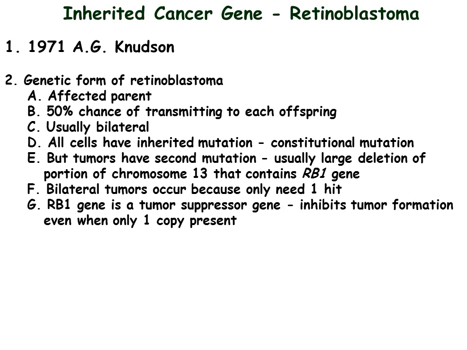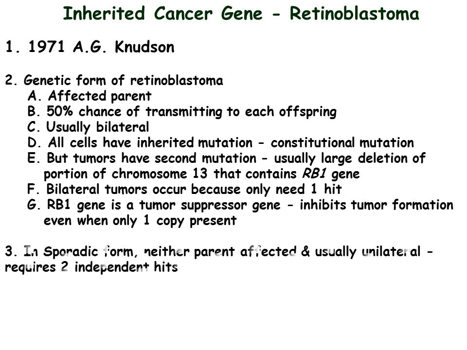But anyway, the tumors then have a second mutation. And usually it turns out to be, as it says here, a large deletion of chromosome 13 that obviously is going to have to contain the RB1 gene. The bilateral tumors occur because you only need one hit, because they inherited the other. And the RB1 is a tumor suppressor gene, inhibiting tumor formation even when only one copy is present, as I explained in a previous slide.